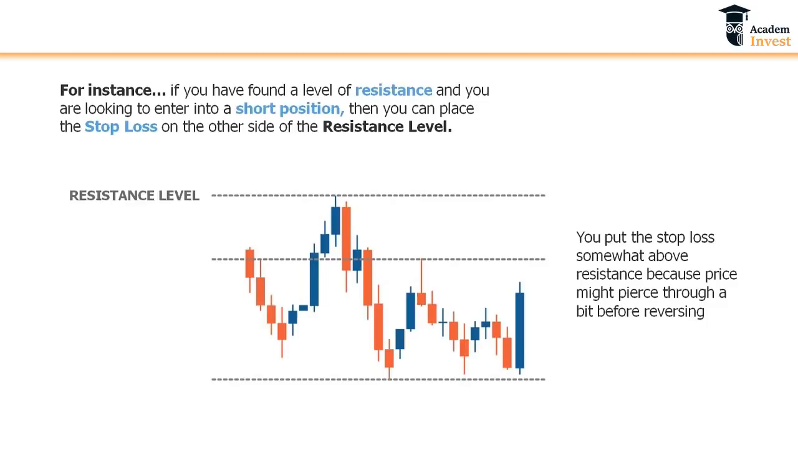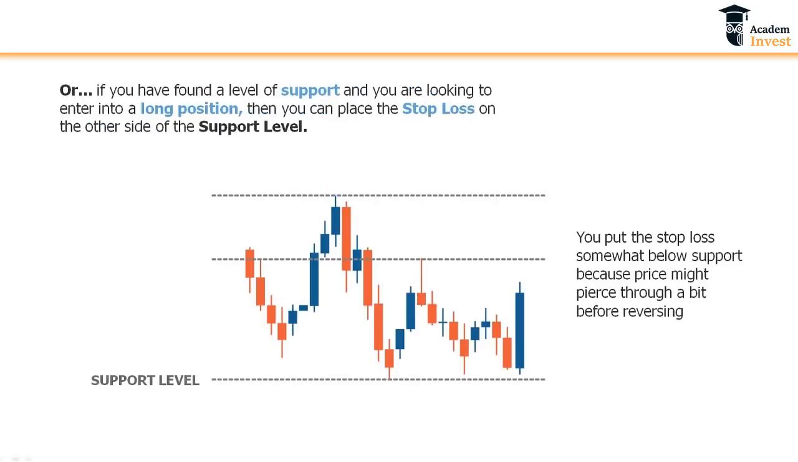So if, for instance, you want to enter a short position at a resistance level, you can then place the stop loss at the other side of this resistance level. You should place your stop loss somewhat above the resistance level because the price may pierce through a bit before reversing. Or you may want to enter a long position at a support level, meaning you can then place the stop loss at the other side of this support level. You should place your stop loss somewhat below the support level because price may pierce through a bit before reversing.